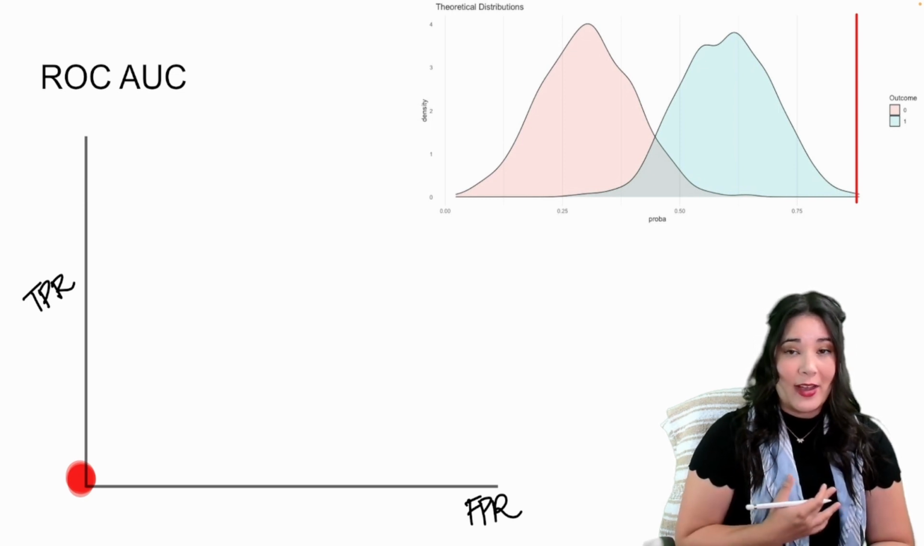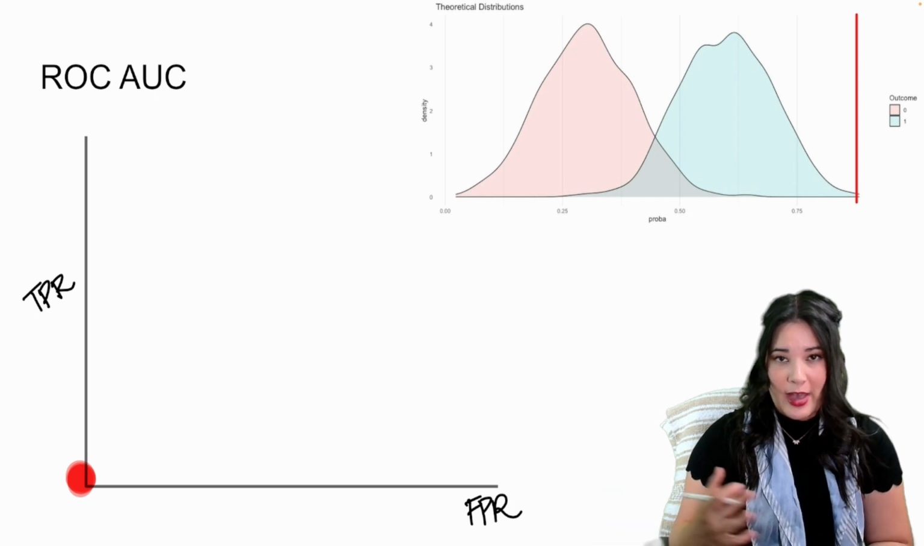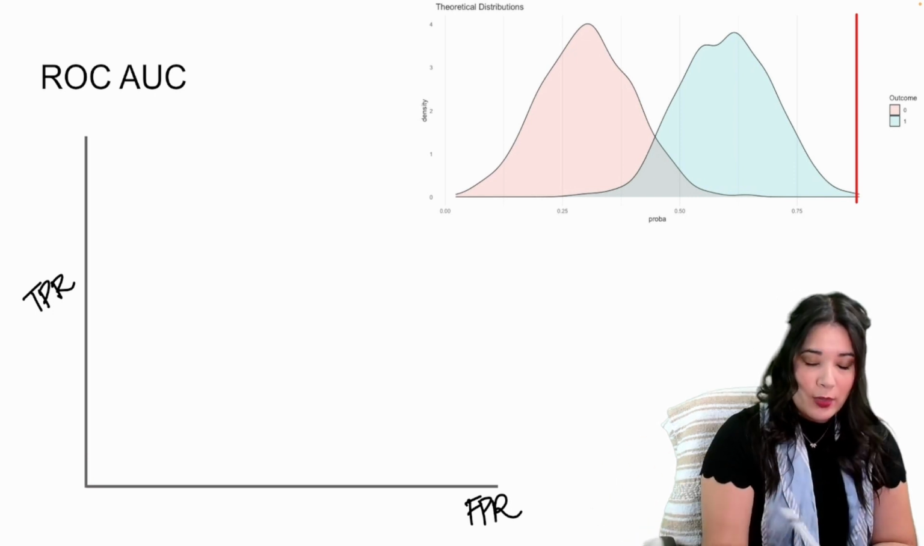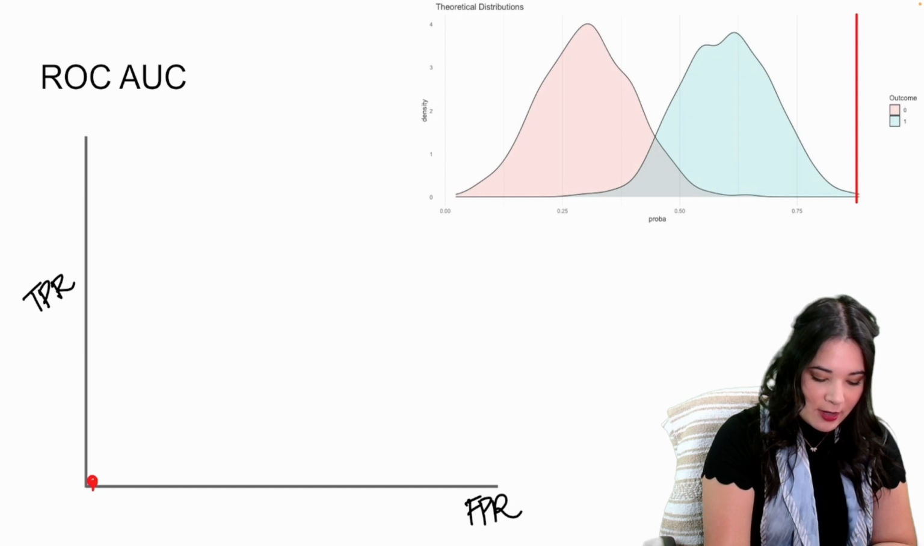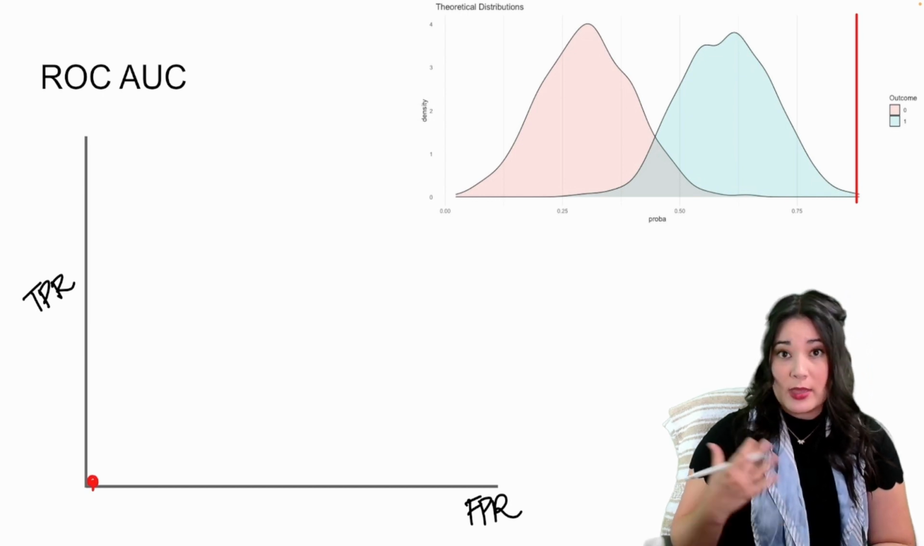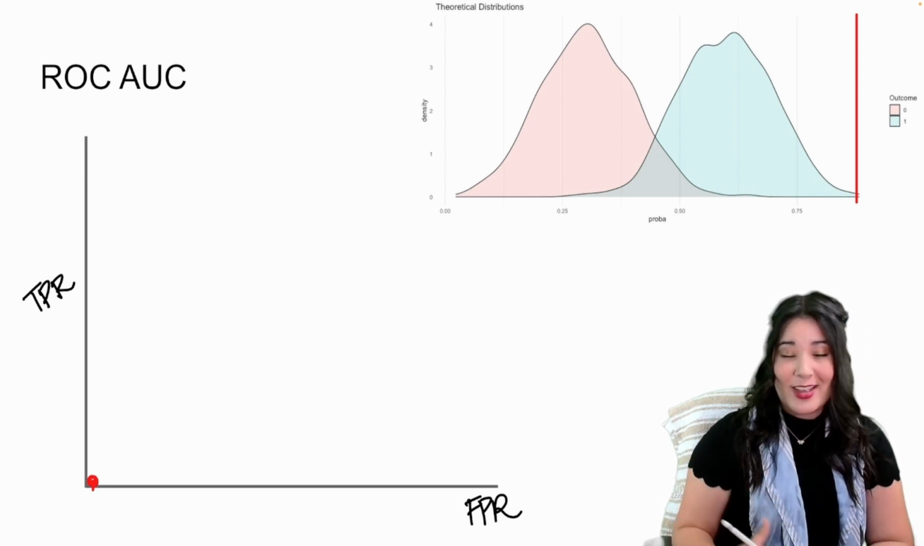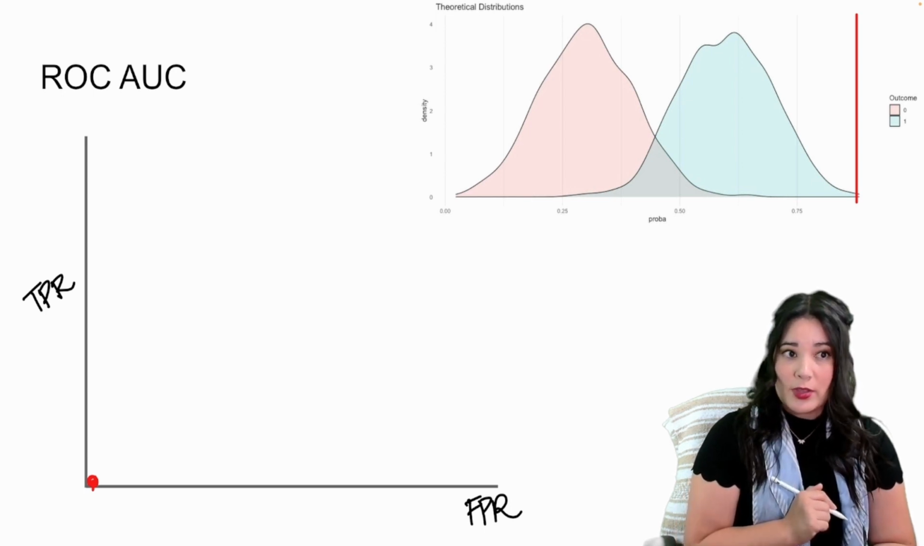If we're not classifying anything as positive, then we have no false positives. So we're going to add a point to our graph right here at 0, 0, because when we use this threshold, our false positive rate and our true positive rate are essentially 0. But that's not the only threshold that we can try.